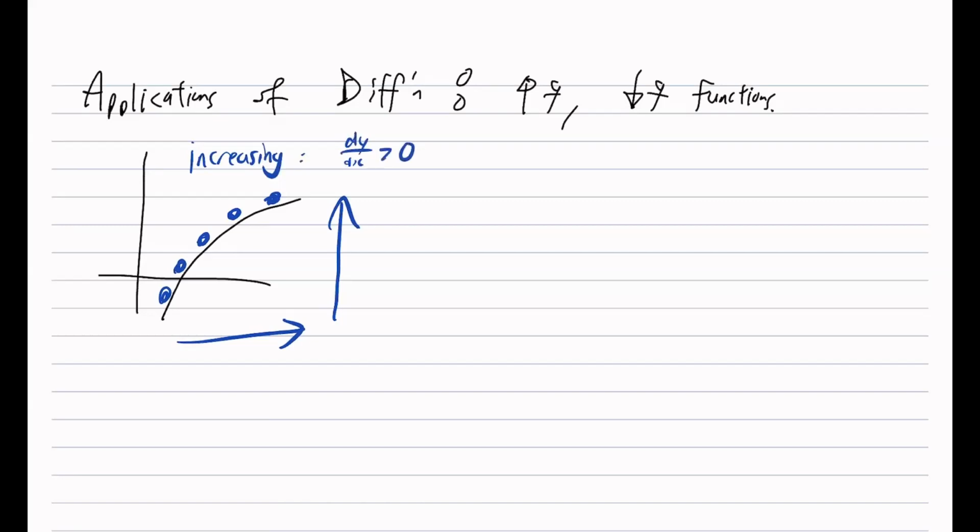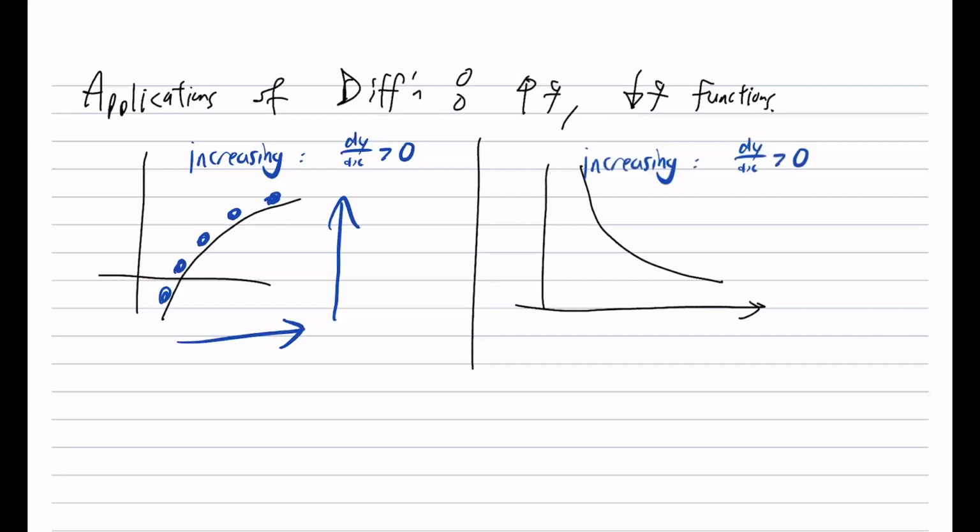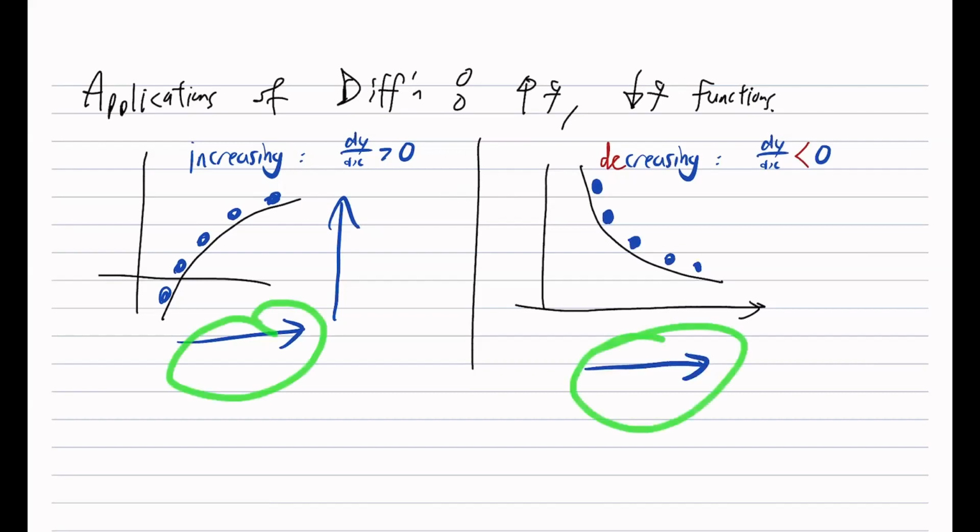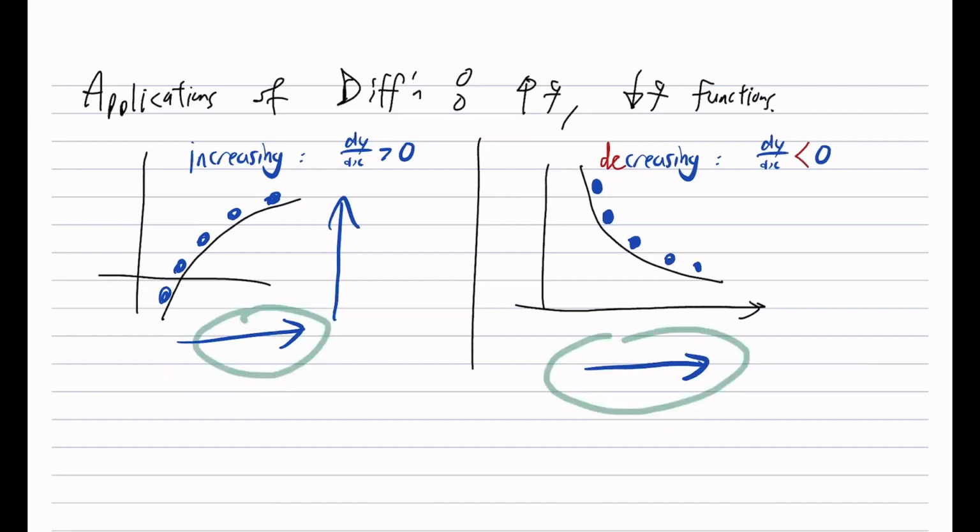And likewise for decreasing functions, dy by dx would be, instead of more than, less than 0. Decreasing will be less than 0, right? The ball will be rolling down the hill as you go from left to right. Okay, this is the common idea. The height of the graph drops. Very good.